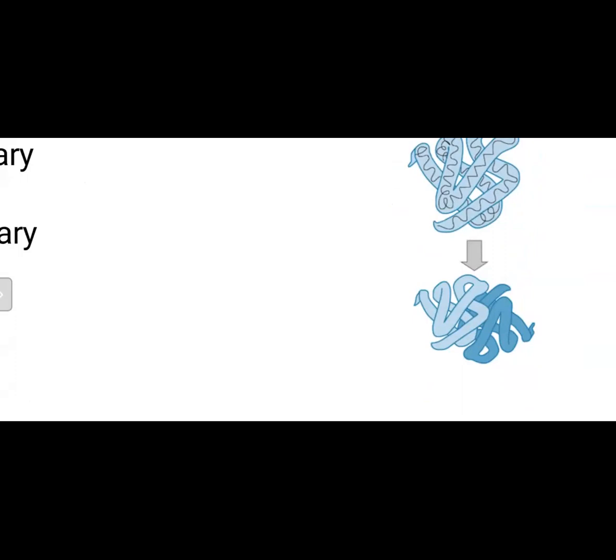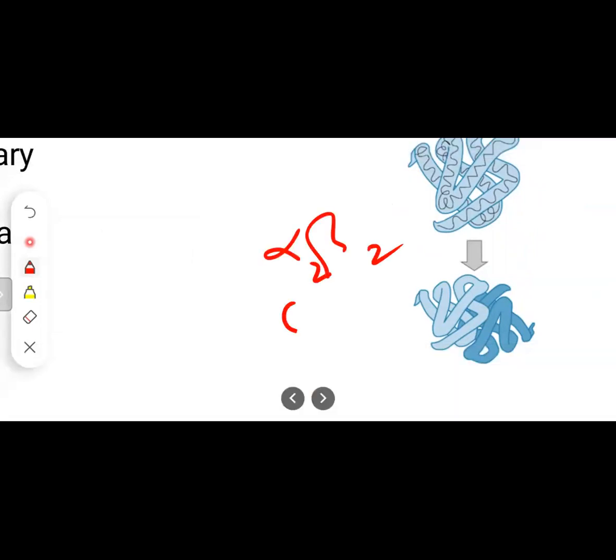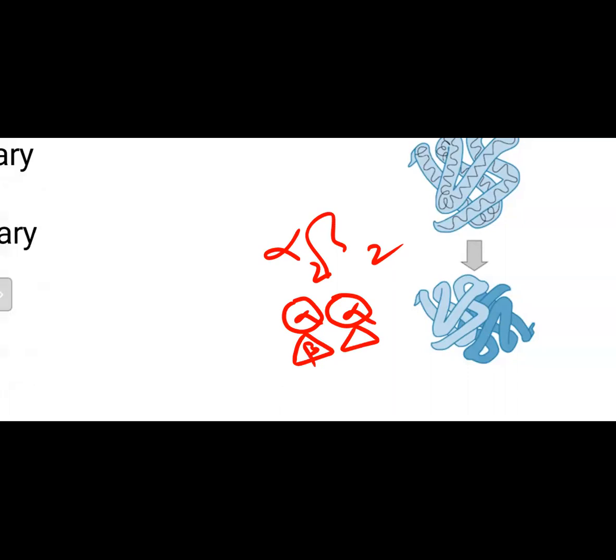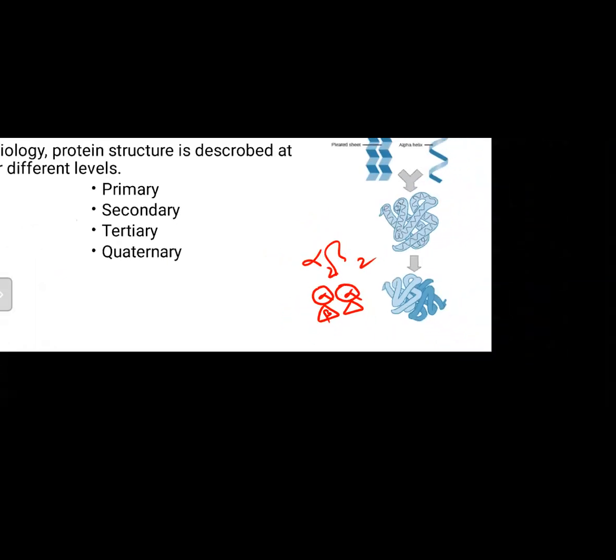If you talk about hemoglobin, it has 2 alpha chains and 2 beta chains. I am writing in a simple way, this is alpha and this is beta. This is the quaternary structure of hemoglobin. For example, we have taken this one. Now I hope it is clear.